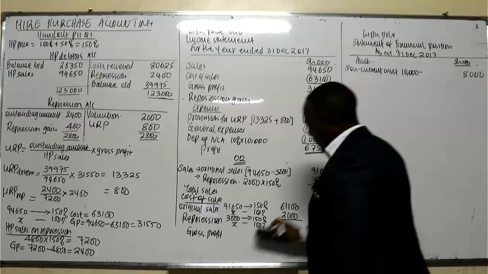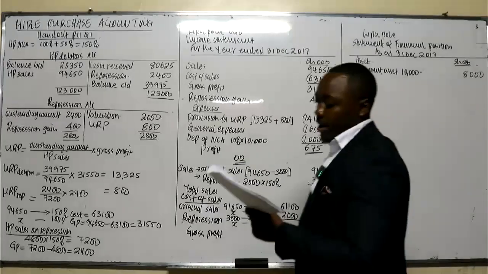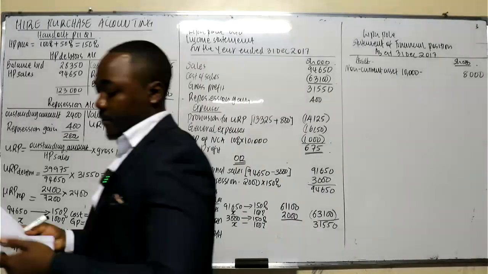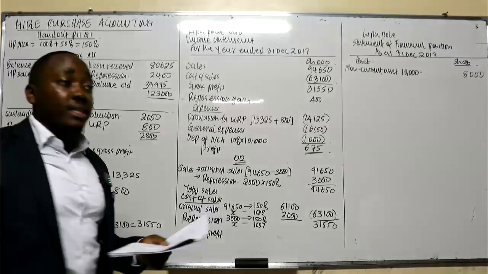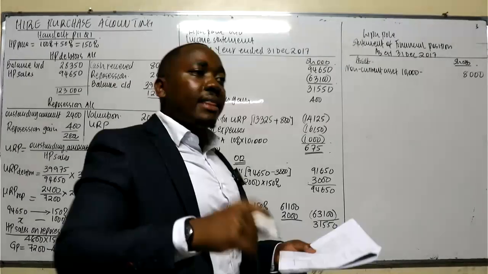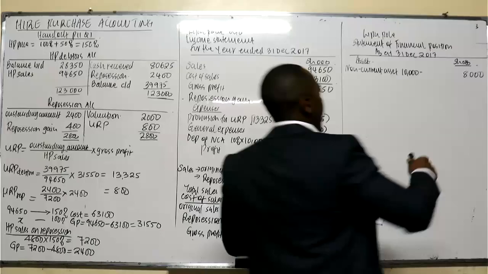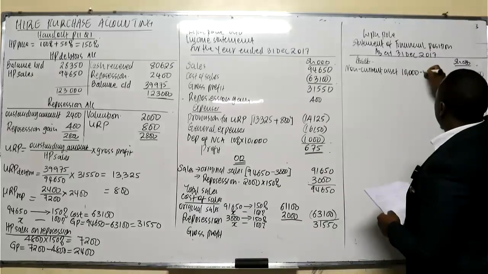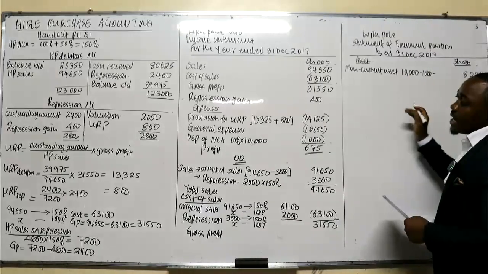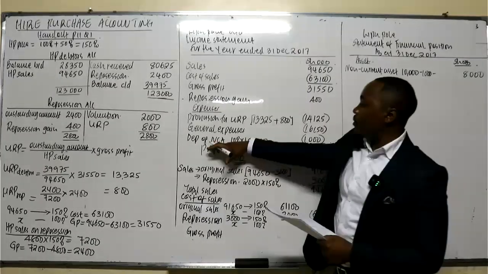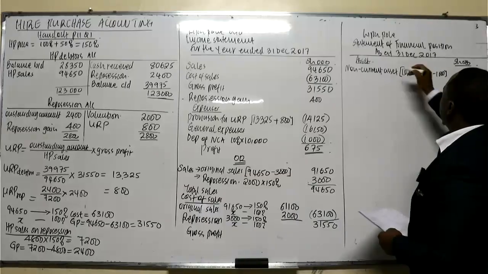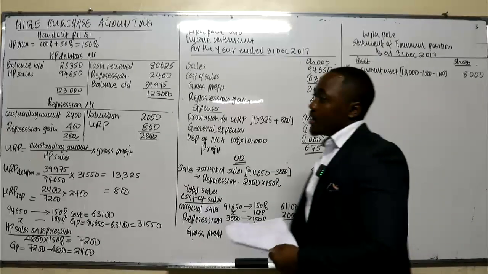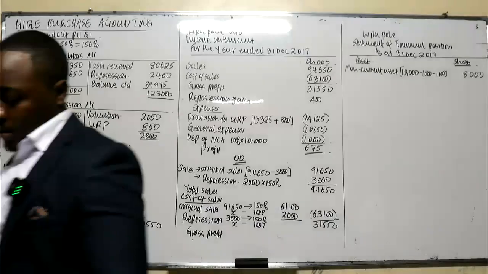It's 1,000. Can you go back to the non-current asset? Can you see that? Non-current asset is 10,000. Then there is provision for depreciation as at 1st of January 20. That was the depreciation by the beginning of the year. That's what you call accumulated depreciation at the beginning of the year, 1,000. Then you deduct the depreciation charge for the year, which is an amount of 1,000. You get 8,000? Yes.